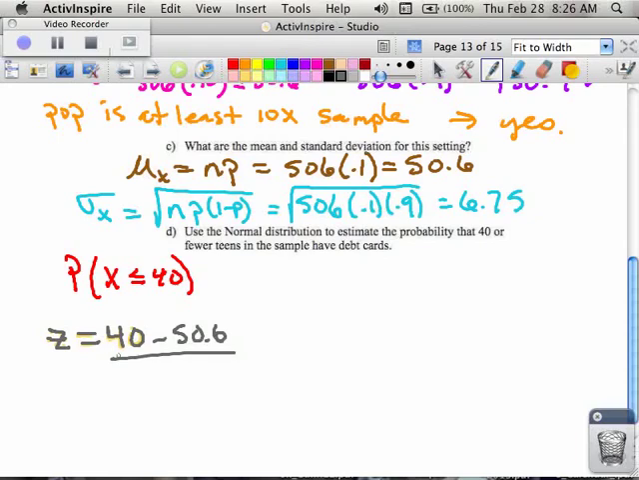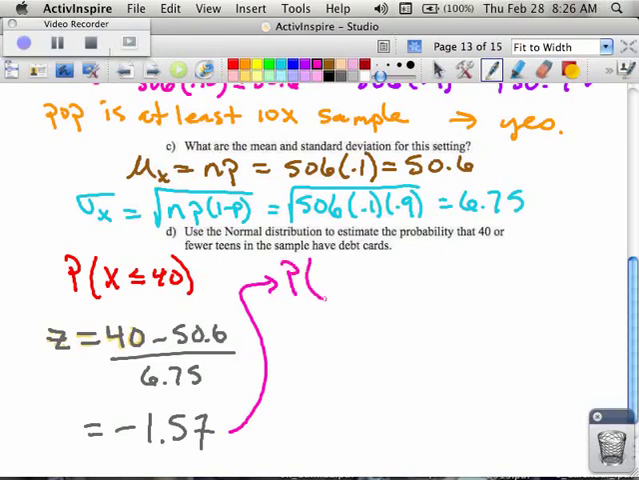So my z-score is equal to 40 minus whatever my mean was, which was 50.6, divided by my standard deviation, which was 6.75, for a z-score of negative 1.57. Good enough. So now this is telling me that when I'm finding my probability, it's really the same thing as saying the probability that my z is going to be less than or equal to negative 1.57.